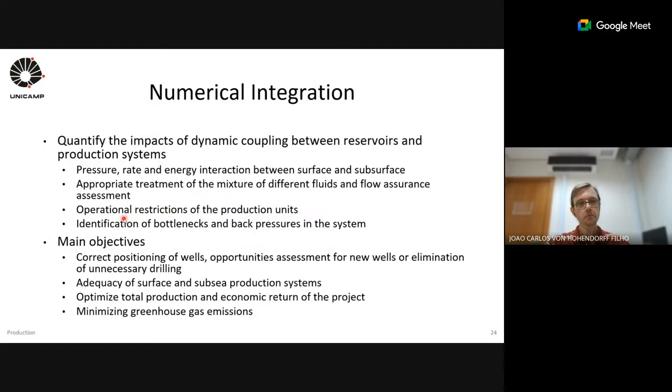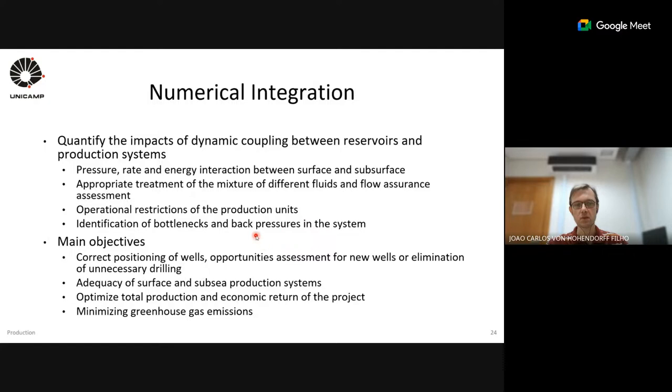Operational restrictions from the production units. And now I started to include here the idea of some governmental restriction for CO2 emission. I don't know, but maybe in the next years we need to have some limit to CO2 emission. And identify questions related to bottlenecks and back pressure in the system.